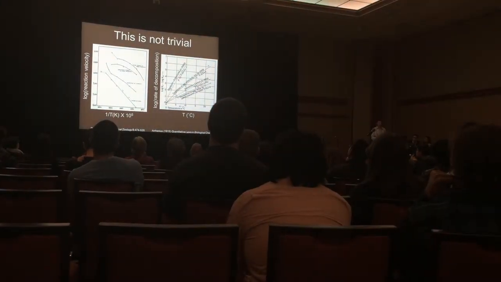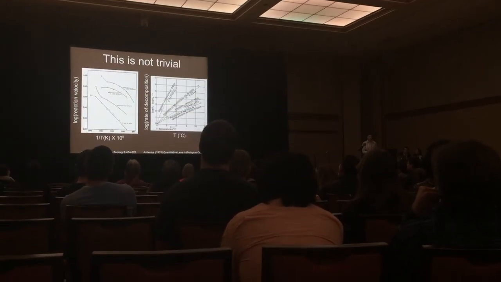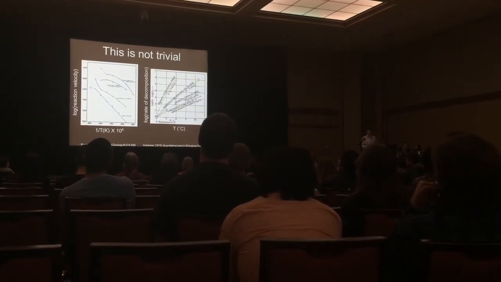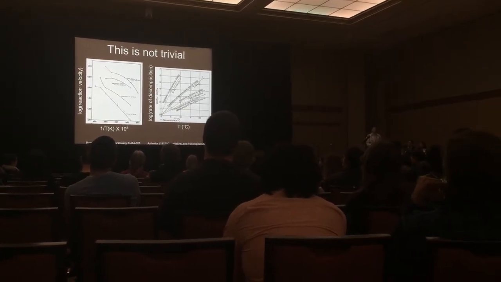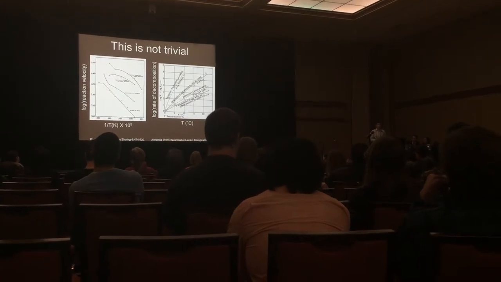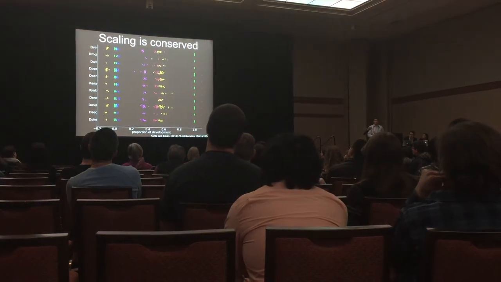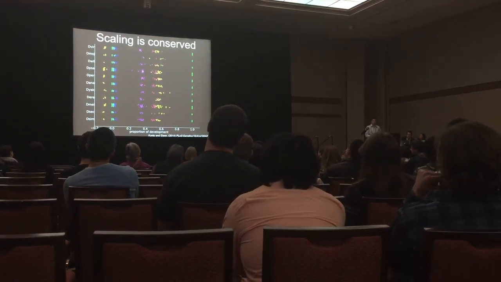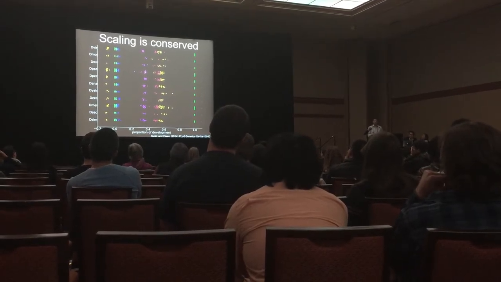So this is not a trivial thing. If you look at the enzymes that are functioning in these processes, they all have different responses to temperature. Some of them accelerate more, some accelerate less as temperature changes. So this isn't what you'd expect if you just threw a bunch of enzymes together and expected things to start growing. And then if we look at different species, we see that it's conserved across all these species, including species that have a much stronger response to temperature. They still scale the exact same way.